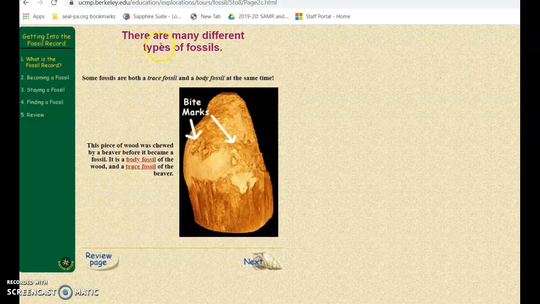There are many different types of fossils. Some fossils are both a trace fossil and a body fossil at the same time. This piece of wood was chewed by a beaver before it became a fossil. It is a body fossil of the wood and a trace fossil of the beaver. Feel free to pause this video at any time, or you can rewind it or fast forward it if you need to.